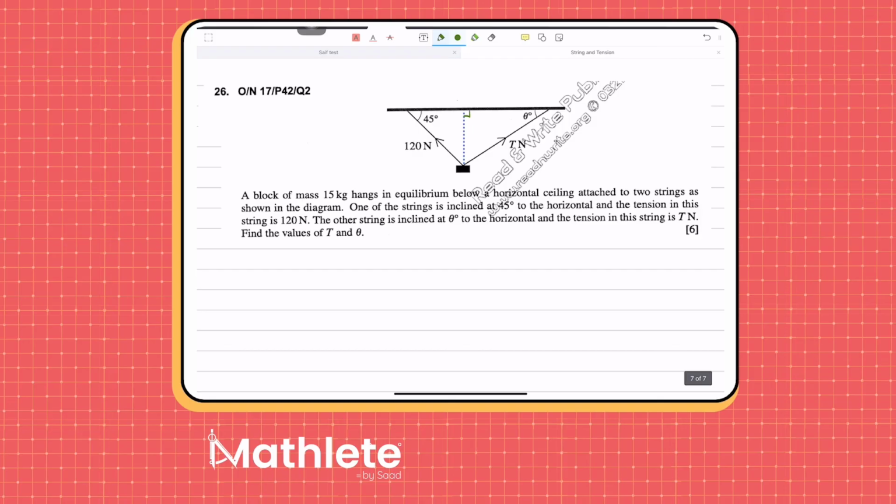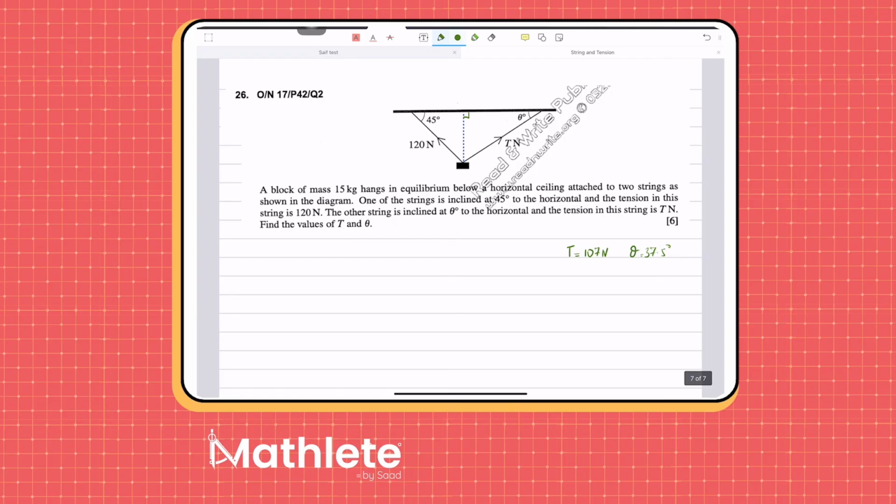Okay, so I'm going to solve this now. I will write down the answer here just in case. The answer for T is 107 newtons and the answer for theta is 37.5 degrees. Okay, now let's start with the 120 Newton force.